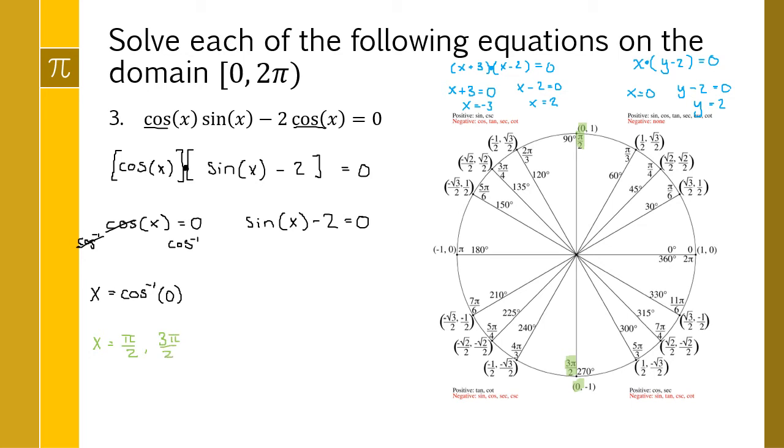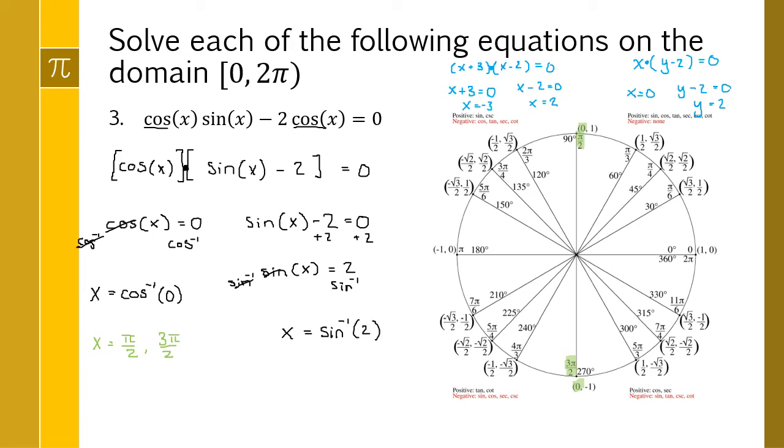But then we also have to consider this second branch of the problem, the sine of x minus 2 equals 0 branch. And so here, to isolate the trig function, to get sine of x by itself, I would add 2 to both sides and get sine of x is equal to 2. Then to get rid of the sine and just have x alone, I'm going to take the inverse sine of both sides. And that would give me x equal to the inverse sine of 2.